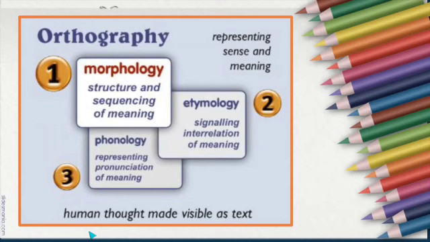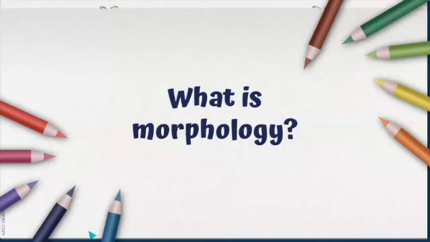When you're looking at morphology, you inherently have to also consider etymology, which is the history of the word, and phonology, which is that pronunciation, grapheme-phoneme correspondence piece. So although this is Morphology 101, what we're really looking at is orthography as a giant umbrella as we look at human thought made visible as text. So what is morphology?